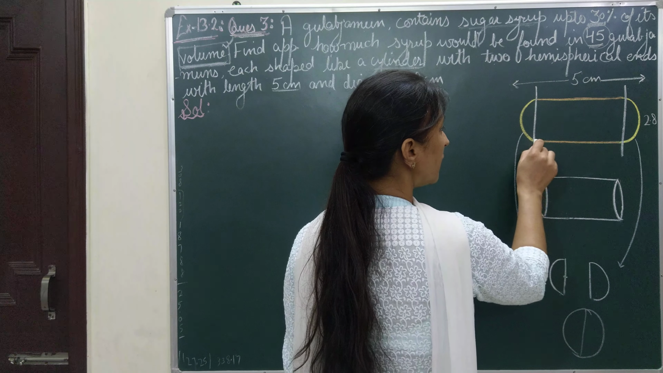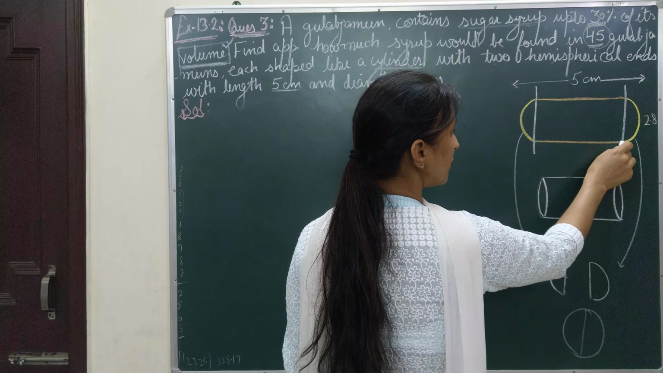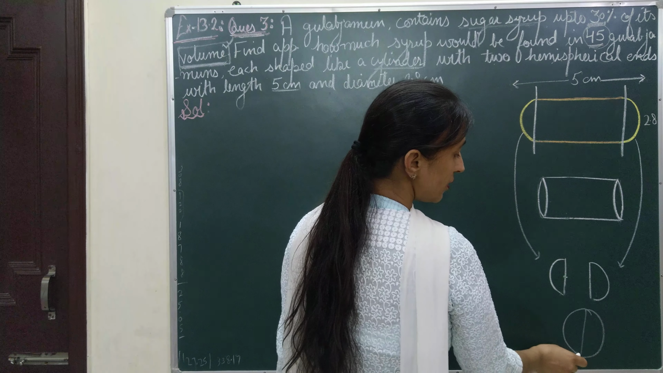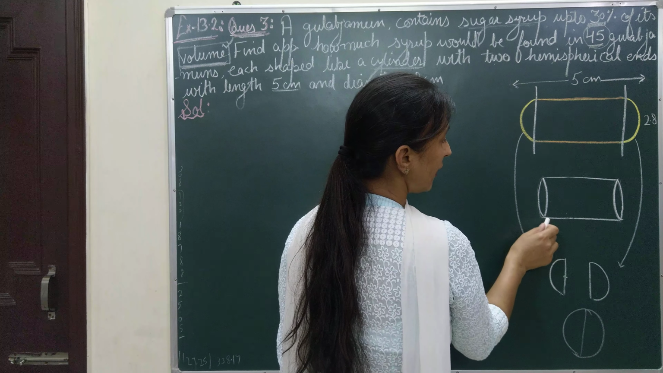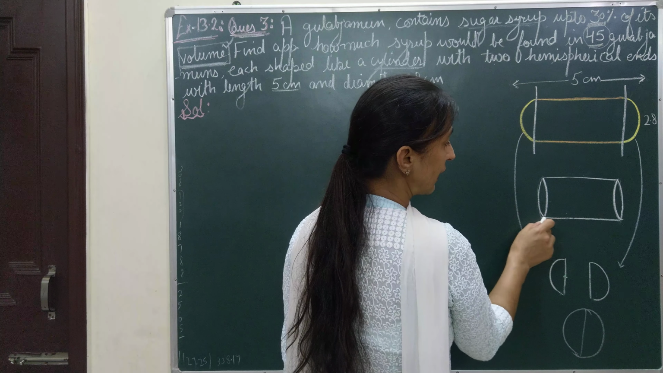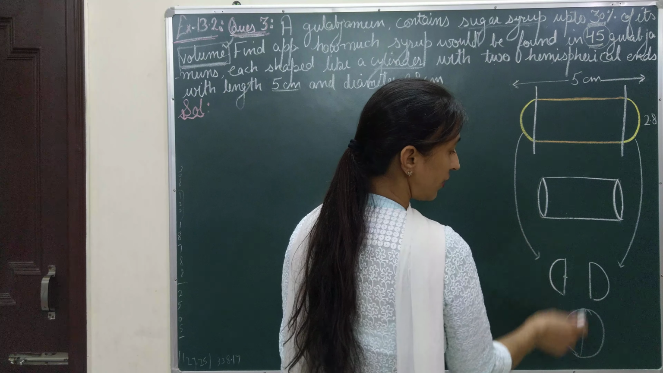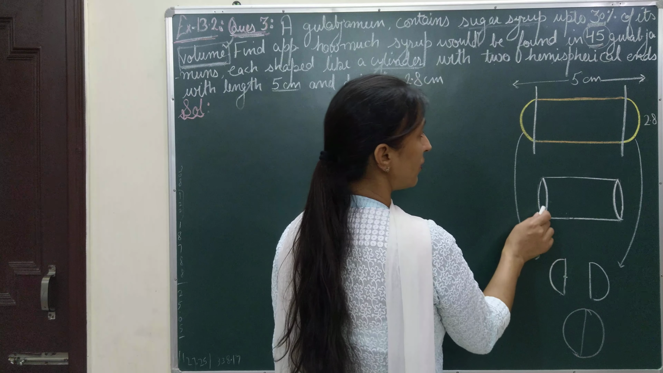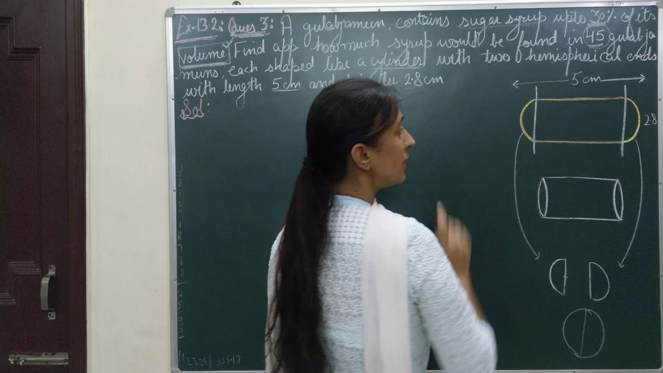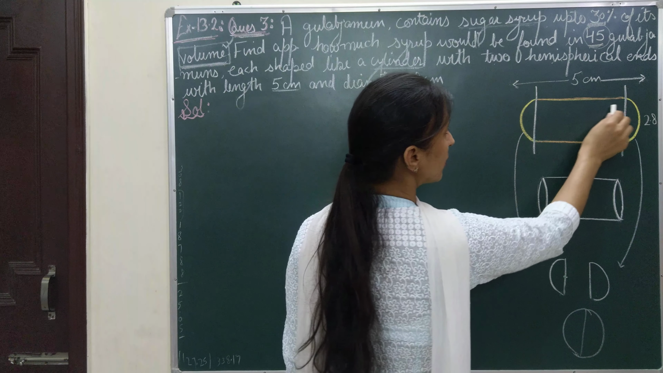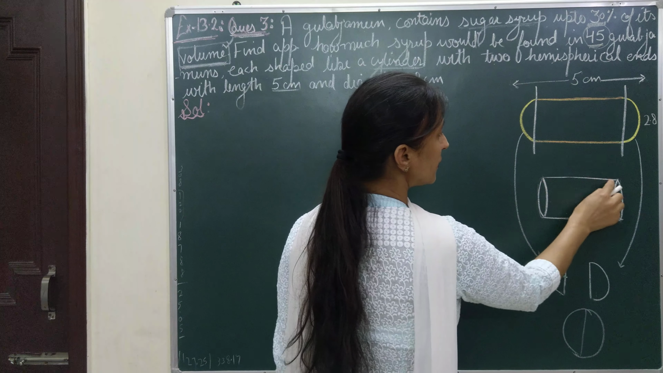So what I have got is that this gulab jamun is having two shapes. One is cylindrical and another is a sphere. I will try to find the volume for the first figure, that is the cylinder, and the second figure, that is the sphere. When I add these two volumes, I will get the volume of one gulab jamun. Now let us find the height for this cylindrical part.